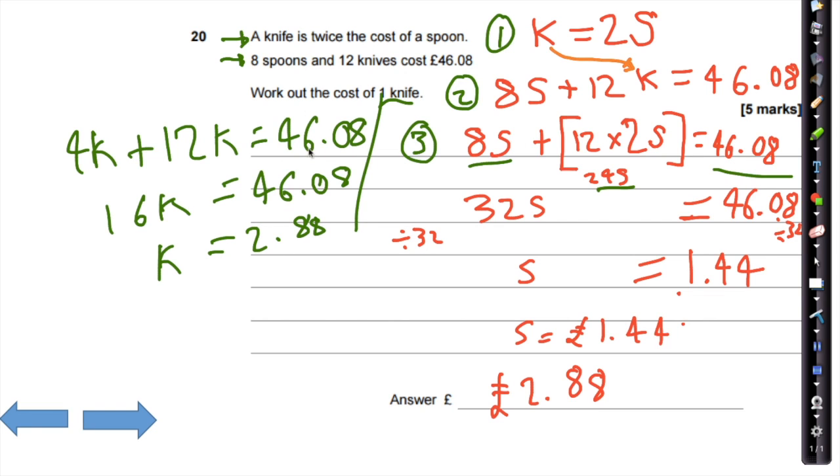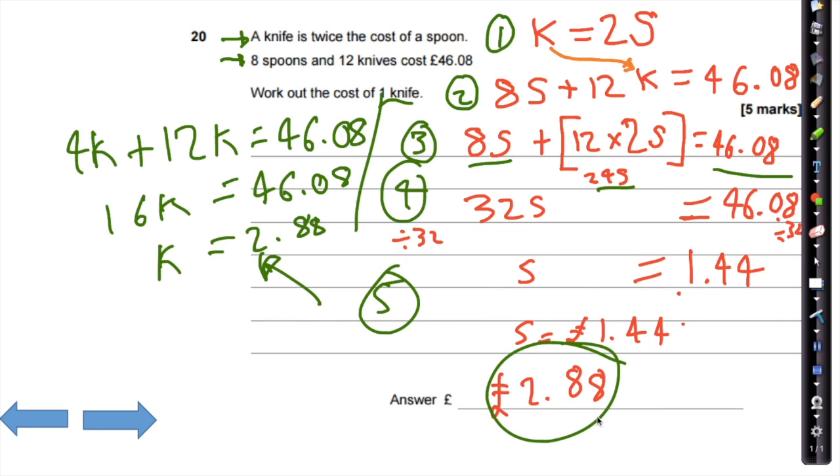The third mark was for getting either this over here or this over here. The fourth mark was for getting 32s equals £46.08, or for getting 16k equals £46.08. And the final mark, 5, you had to find out k. So even if you went through my method here and got s, that wouldn't be enough. It's looking for k, which is the knife, which is £2.88. That's how you get all 5 marks.